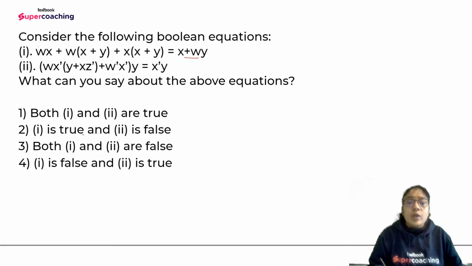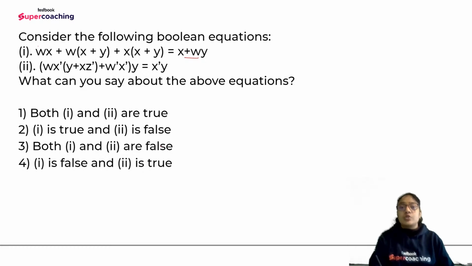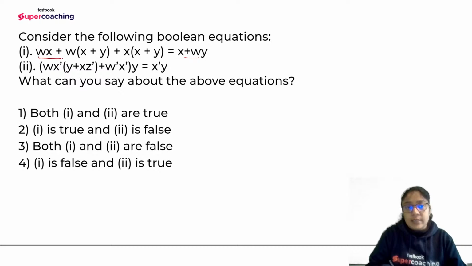Both 1 and 2 are true. One is true, second is false. One and 2 both are false. One is false and 2 is true. This means that you have to consider the left hand side, try to minimize it and see what you are getting on the right hand side.